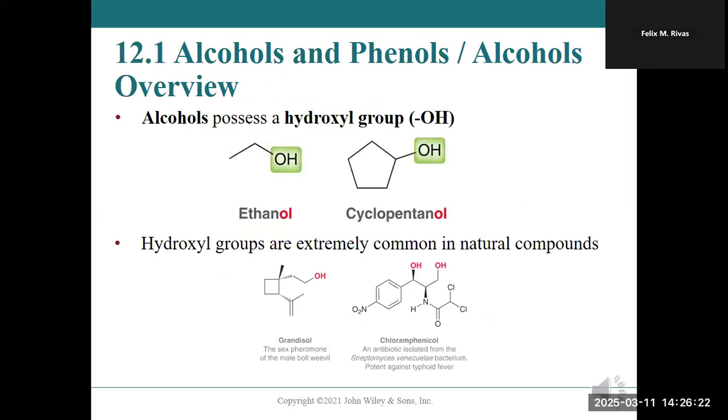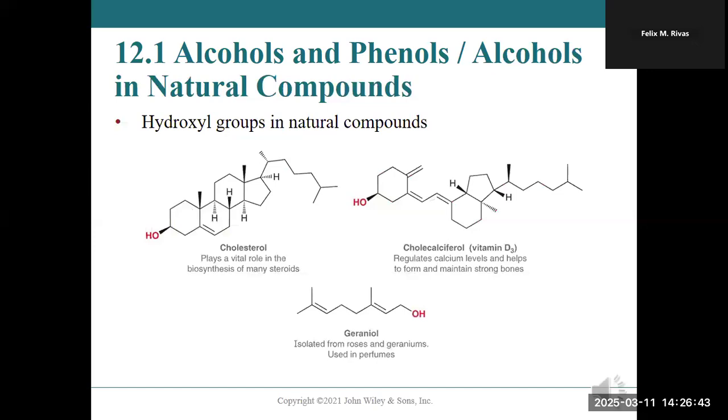So alcohols in general are molecules that contain the group OH, which is oxygen and hydrogen together. We have the classic examples of ethanol and cyclopentanol, but there are many other molecules, which we refer to as natural products, that contain the alcohol group. These are two examples of them. And next slide, we have three more examples.